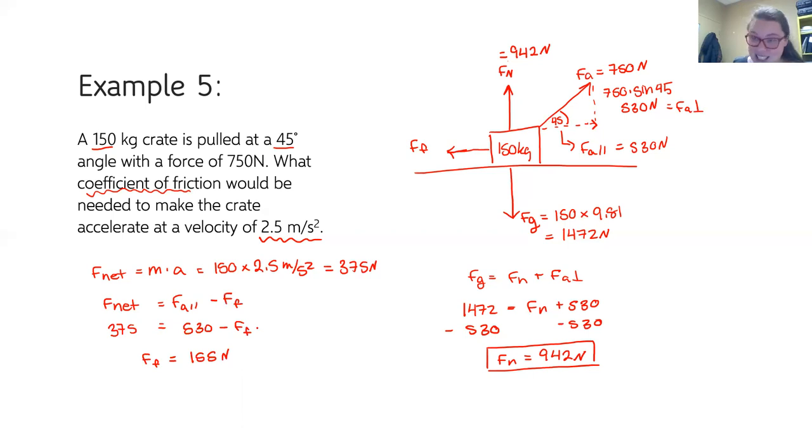Now our question's easy to solve. We've got all of these pieces figured out. The final solution we'll put right here. Force of friction is equal to mu Fn. 155 is equal to the coefficient of friction times the normal force of 942. Divide by 942 on both sides, and our coefficient of friction is equal to 0.19.